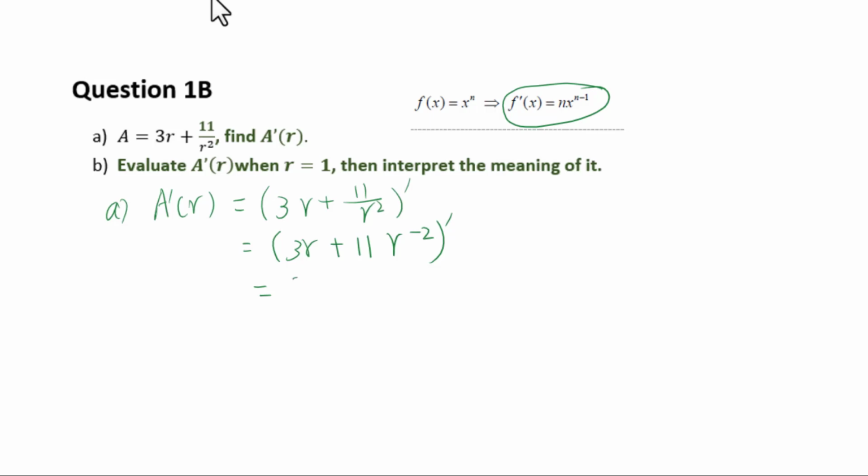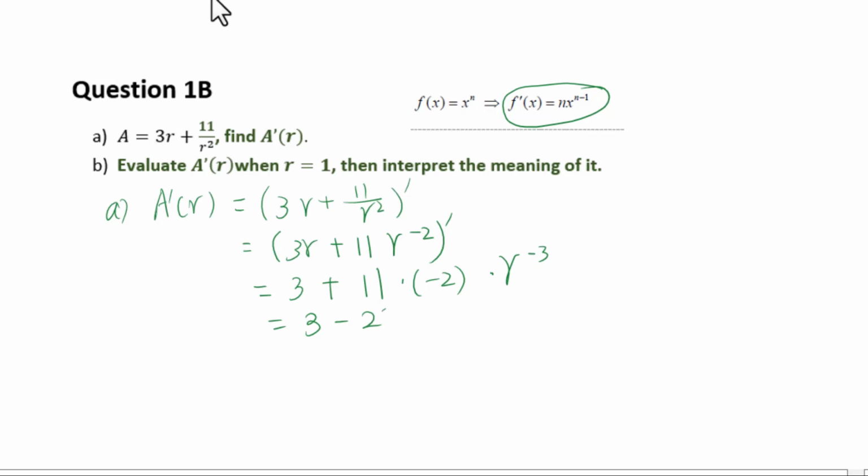equals 3 plus 11 times negative 2 times r to the power negative 2 minus 1, which is negative 3. 3 minus 22 r to the negative third power. Simplify: 3 minus 22 over r to the third power.